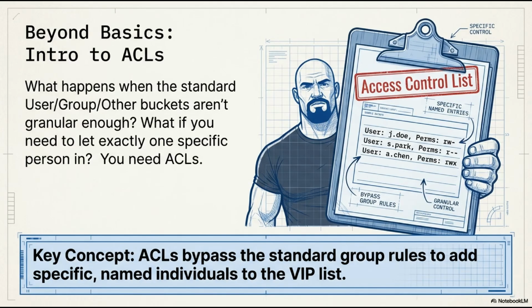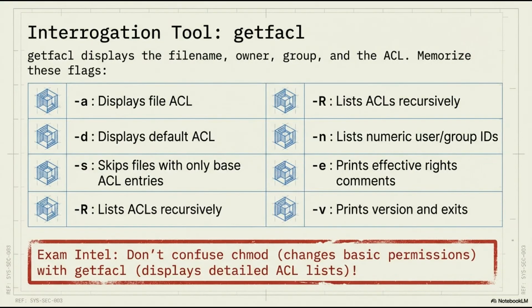Let's look at the tools to view these. We are moving to slide 11, interrogation tool getfacl. The standard listing won't show you the details, just a plus sign indicating an ACL exists. You have to use getfacl. The flags you need are -a for the file ACL, -d for the default, and -R for recursive. Critical exam intel point here, learner: do not confuse chmod, which changes the basic permissions, with getfacl, which merely displays the detailed ACL lists.